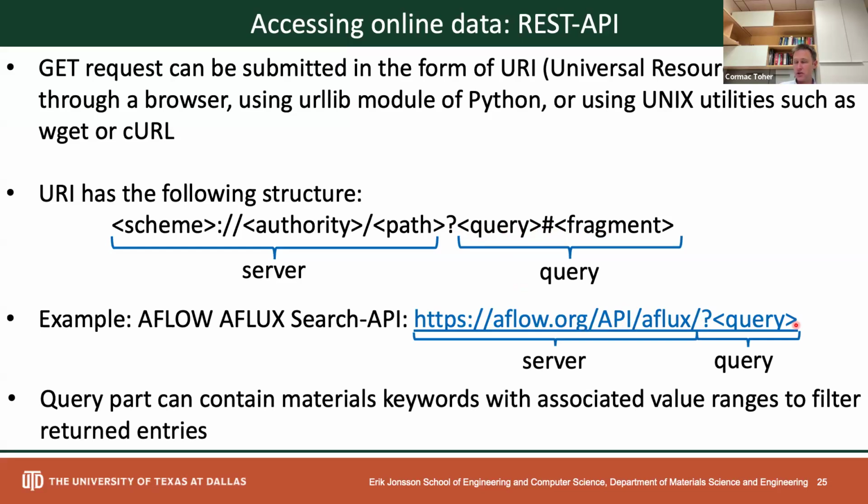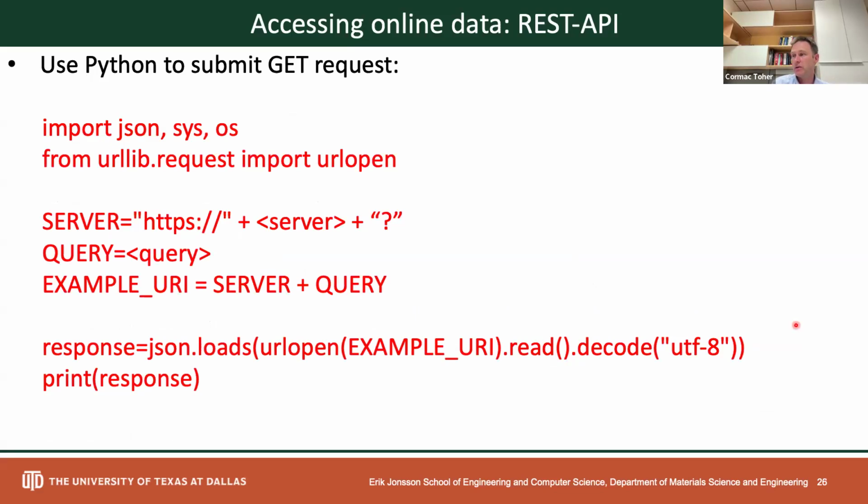And then the query part, usually in the case when you're querying a materials database, is basically materials keywords with associated value ranges to filter returned entries. So I'll just go through one quickly, just go through how the code is structured, the basic Python code, and then we'll start looking at the examples in the Colab notebook.